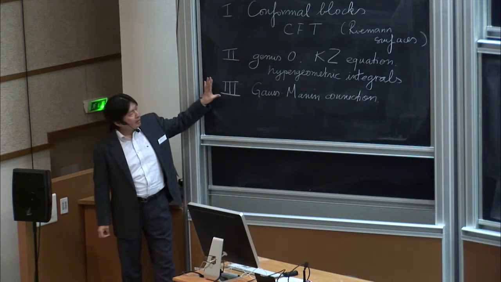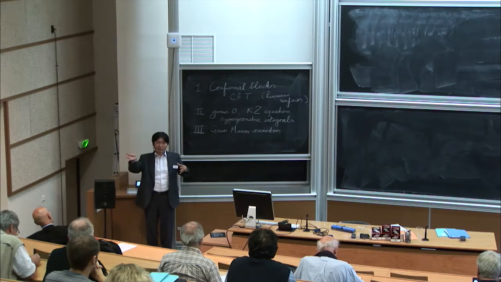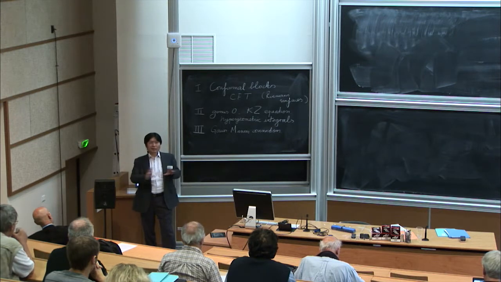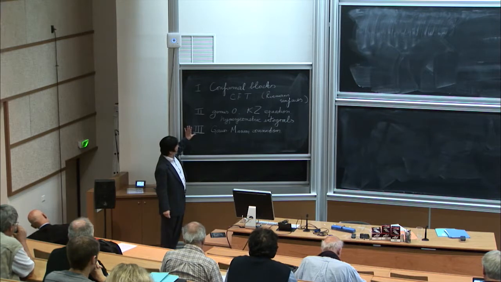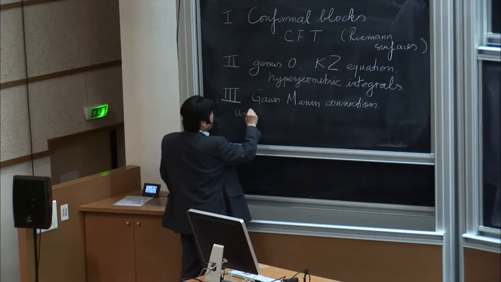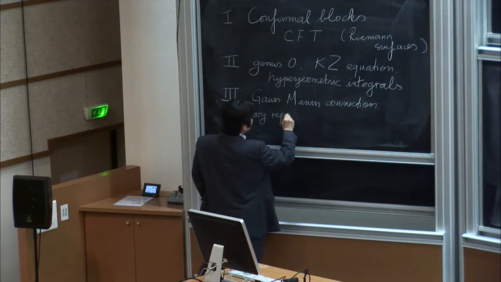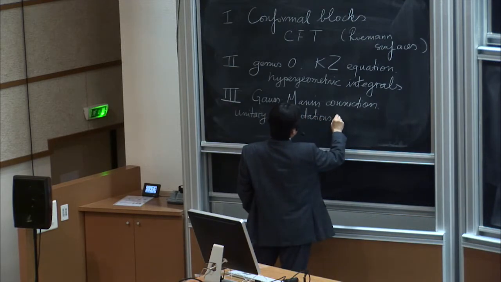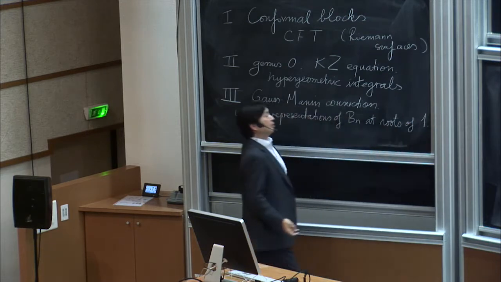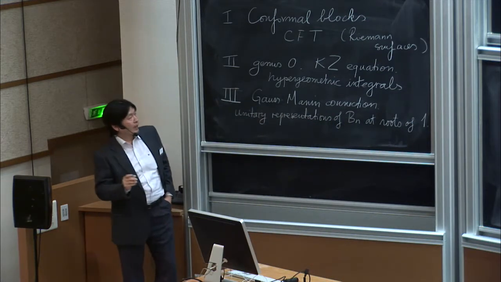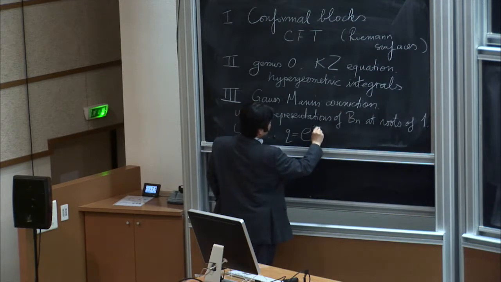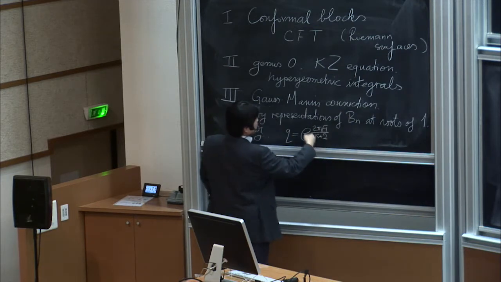But this kind of phenomenon happens only for very special parameters. In the case of Drinfeld associators, people talk about formal parameters, but in this talk, I'd like to focus on special parameters with some properties, like unitary representations, or braid groups at roots of unity, and also quantum symmetries for quantum groups at roots of unity, for some positive integer.